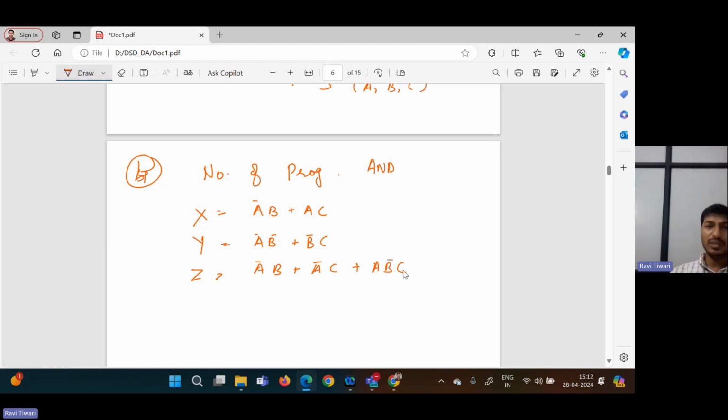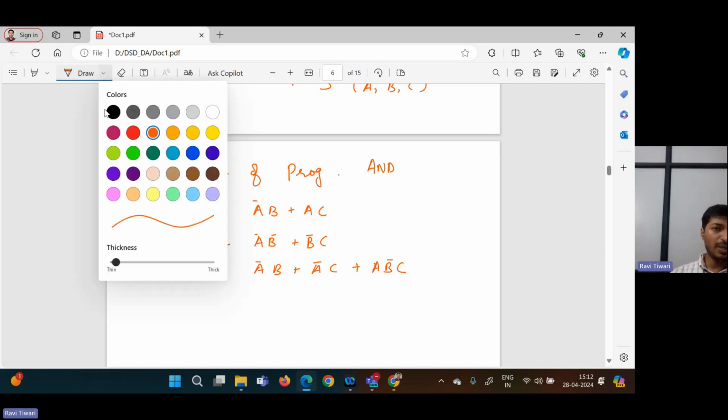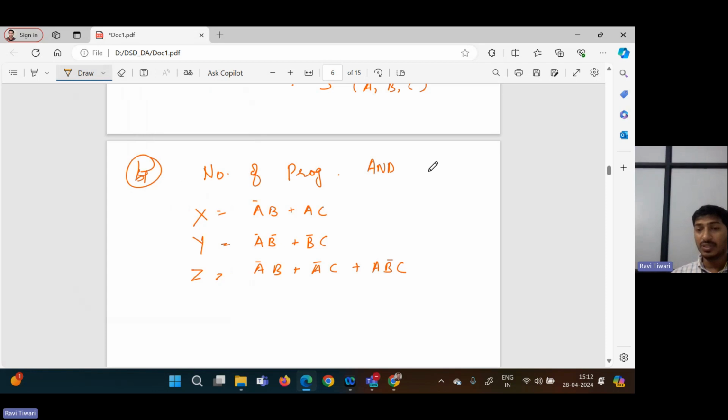Now, how to calculate the programmable AND gates is very important. Here, we have to check the number of min terms present in every expression. So here in X, we have one term and two terms. So in bracket, I am writing 2. In Y, we have one term, two terms. So I am writing 2. In Z, we have one term, two terms, three terms. So in bracket, I am writing 3.